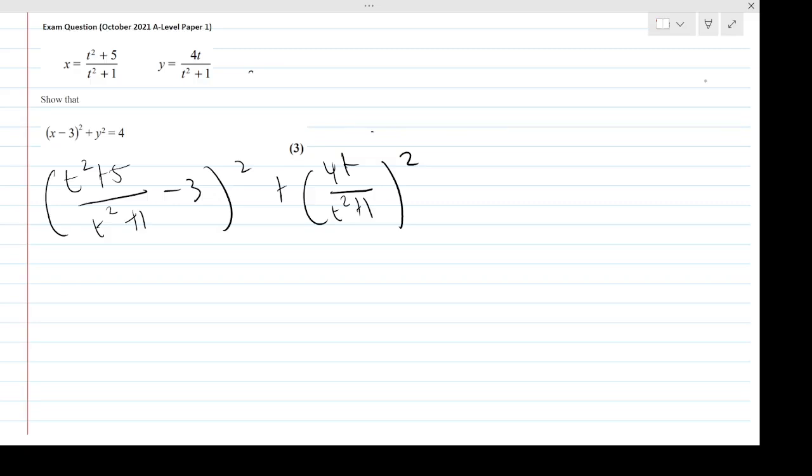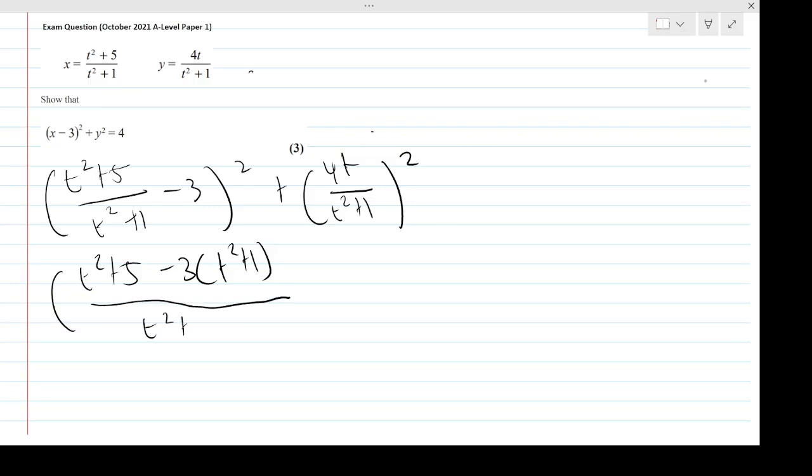But to start off with, it's just algebraic fractions from GCSE. So if we're subtracting like this, again, we need a common denominator. So if we deal with the part in the x bracket, the (t squared plus 5), if I subtract 3, I want to get the denominator of t squared plus 1. So I'm going to multiply minus 3 by (t squared plus 1) over (t squared plus 1), which allows me to put everything over t squared plus 1.